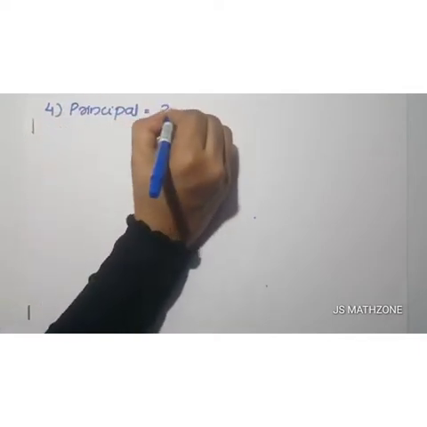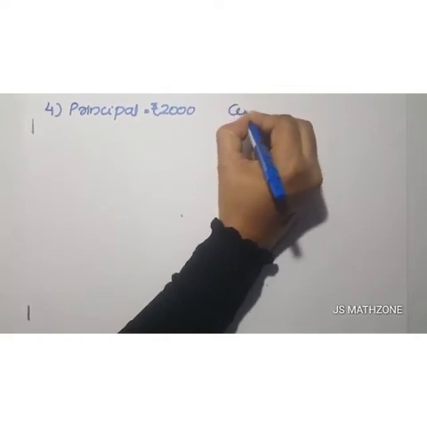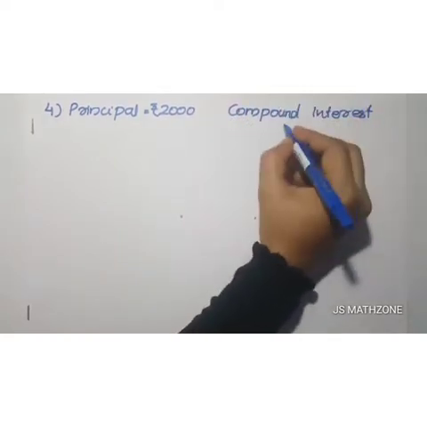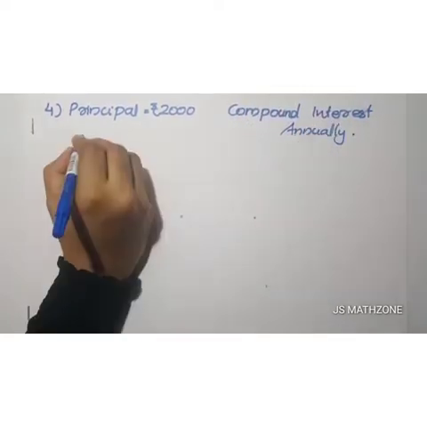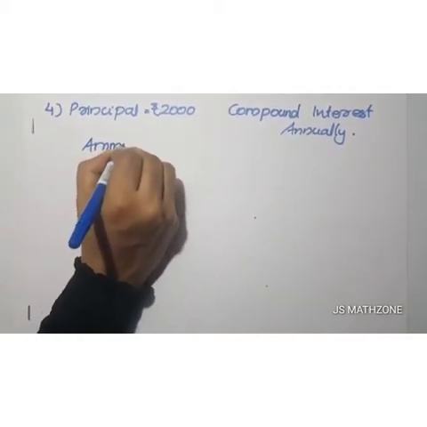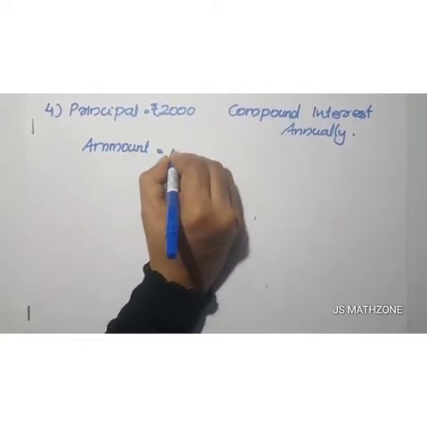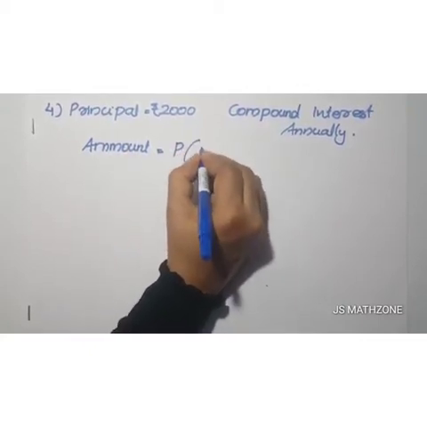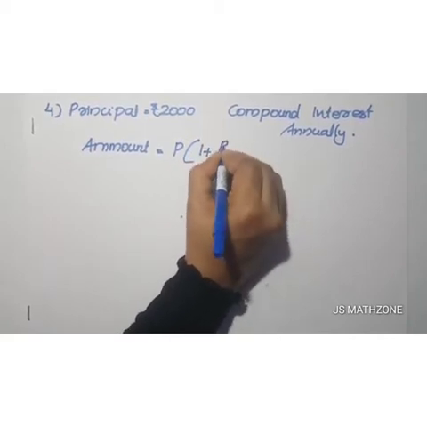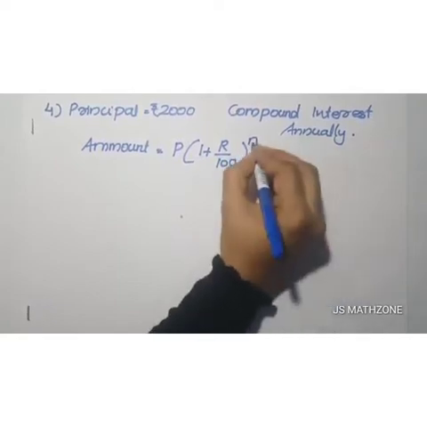The given clues are: 2000 rupees was deposited. That means the principal amount is 2000 rupees. The amount deposited is called the principal amount. Therefore, the principal amount here is 2000 rupees and the interest is compounded annually. Your question is, after 2 years, the amount in the account is 2200, then what is the rate of interest?